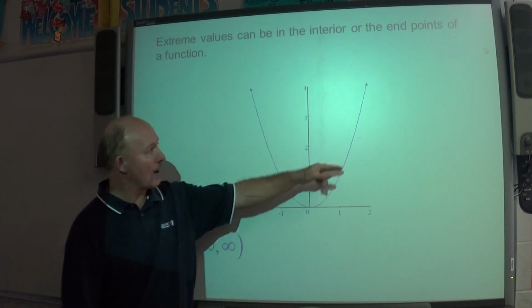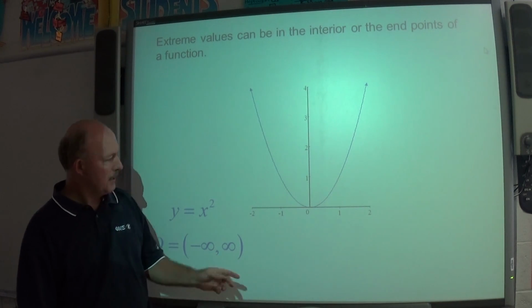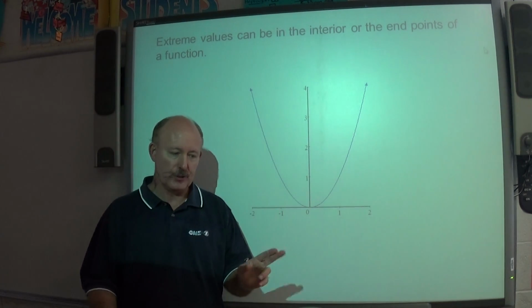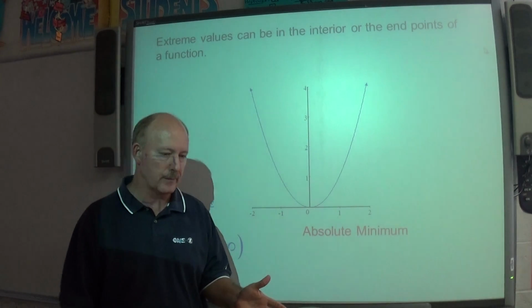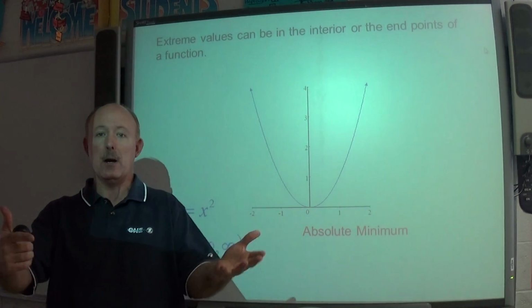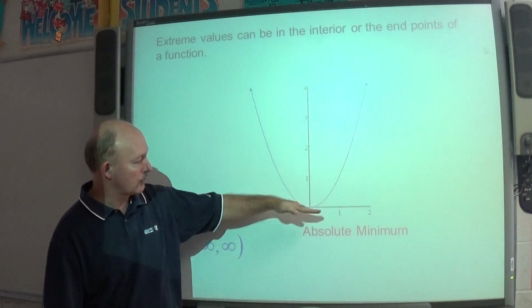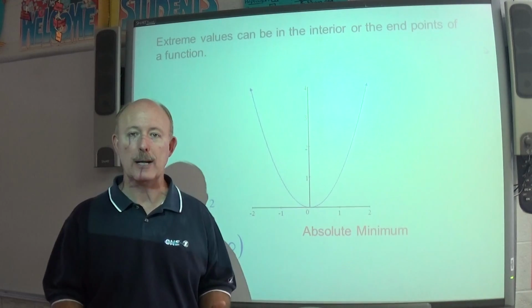So when you look at our graph, right? Here's our graph. You can see it here on our PowerPoint. You can see down here at 0, 0. 0, 0 would be, in this particular curve, the absolute minimum. There is no point on the curve that's lower than 0, 0. So that's called the absolute minimum point.